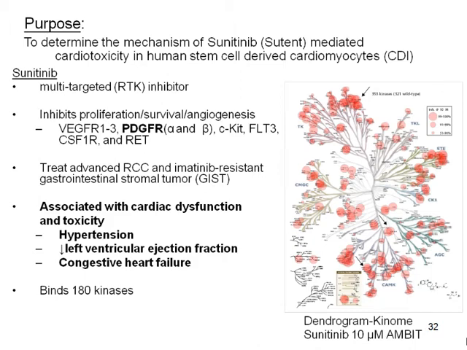The adverse cardiac events have been associated with the promiscuity of Sutent. It binds over 180 kinases, as you can see in the AMBIT profile here to the right of the dendrogram. This is a 10 micromolar AMBIT profile.